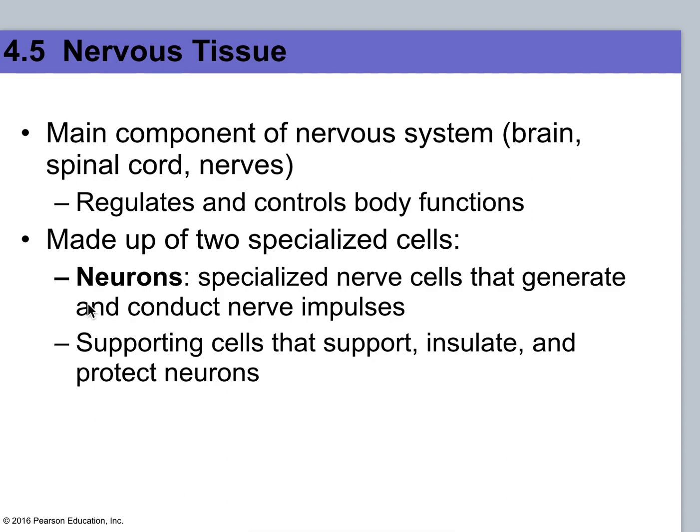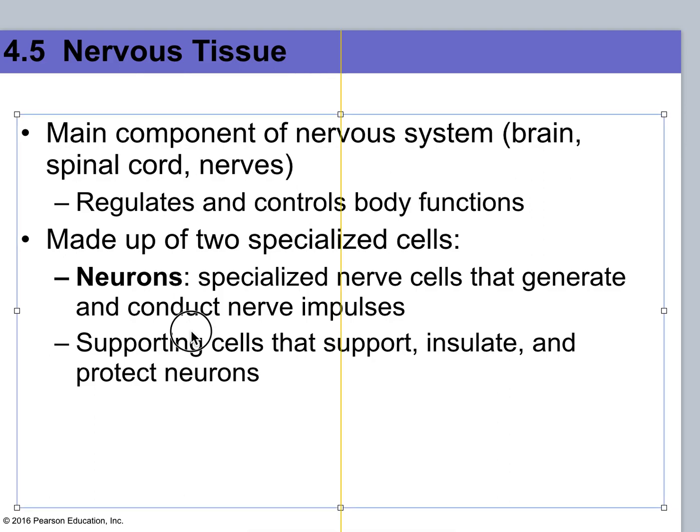The final category of tissues is neurons or nerve tissue. Nerve tissue is made of two types of cells: neurons, which is the specialized nerve cell that generates and conducts nerve impulses, and there's supporting cells that protect the neurons and that support the neurons. These are called glial cells, G-L-I-A-L, glial cells.